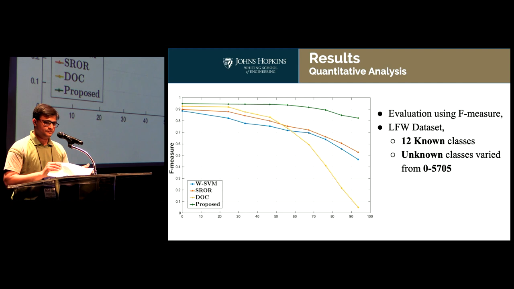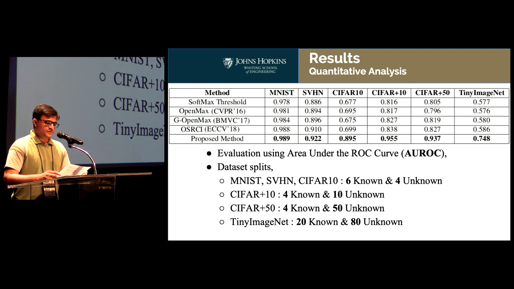In the second set of experiments, we measure area under the curve for digits and object datasets. We compare against the state-of-the-art open set recognition method, and as you can see from the table, we are significantly able to improve our performance. This shows that the proposed approach is better at identifying unknown classes appearing during testing.